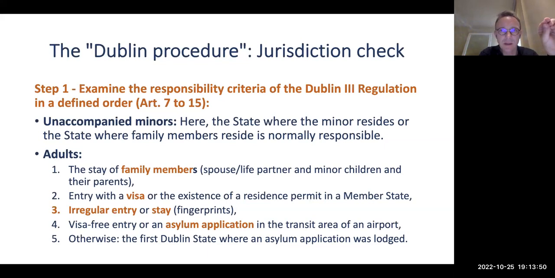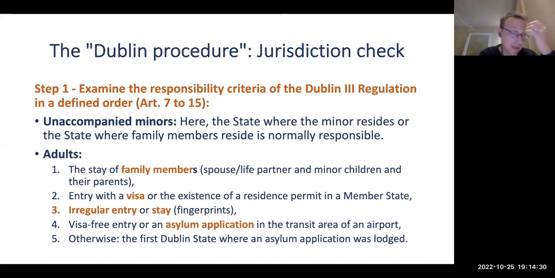If this is happening, so you do have a family member somewhere else, then you are allowed to apply for asylum and do the entire procedure for asylum in the country where your family members are living. The second criteria is whether a country is giving a visa or a residence permit to a person. Then the link is considered to be as tight as possible, so that also asylum applications should be going through this country.